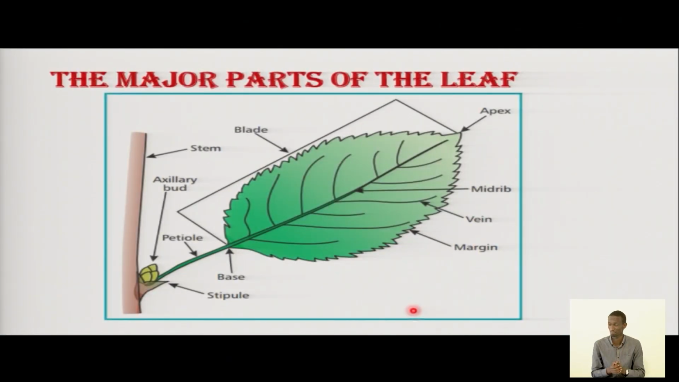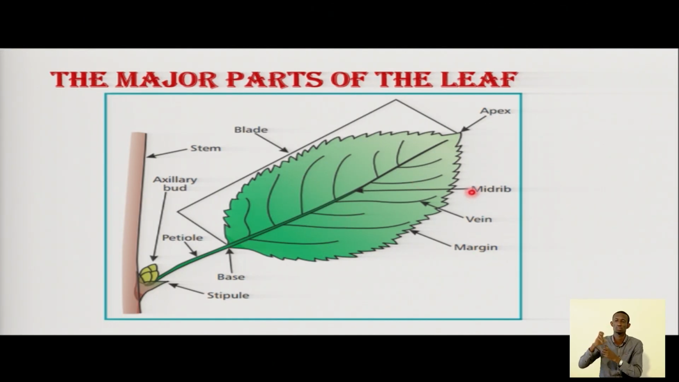Students, this is the structure of the leaf. These are the major parts of the leaf. The leaf has a leaf apex, that is the upper part of the leaf. This leaf has a midrib. The midrib is the middle vessel of the plant, and this is very important because it transports water and mineral salts coming from roots and distributes them to the leaf blade. Remember, the leaf blade has cells of the leaf.